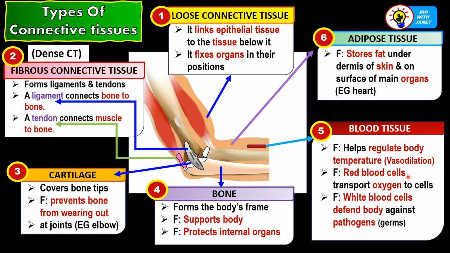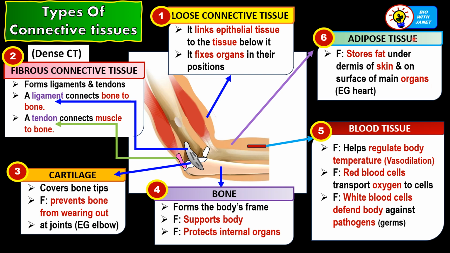Now, blood also contains a few cells, right? Red blood cells in blood transport oxygen to cells, because red blood cells contain the pigment called hemoglobin, which can bind to oxygen, okay, to transport the oxygen to cells, from lungs to cells. Next, we have the white blood cells. Okay, white blood cells defend the body against pathogens by engulfing them, okay, and destroying them.